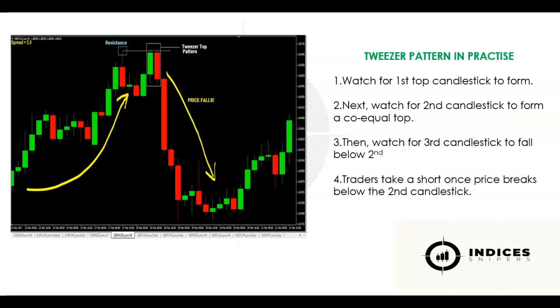Remember, the whole idea is to stack up the odds in your favor. It's not just about trading, it's about trading high probability setups. So you don't want to trade just because you have spotted a tweezer top pattern. You want to trade because you've spotted a tweezer top pattern at a resistance, and also you have seen other confluence factors, things that strengthen your decision to take that trade. That's key.